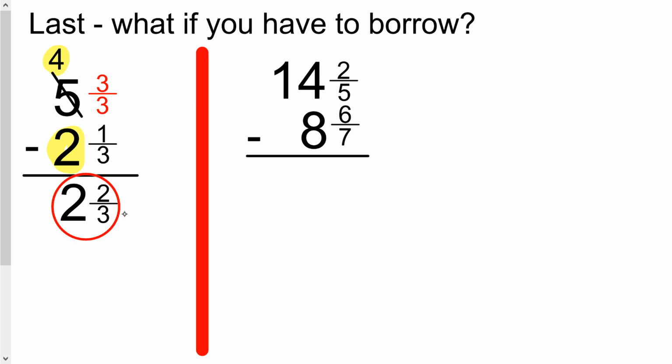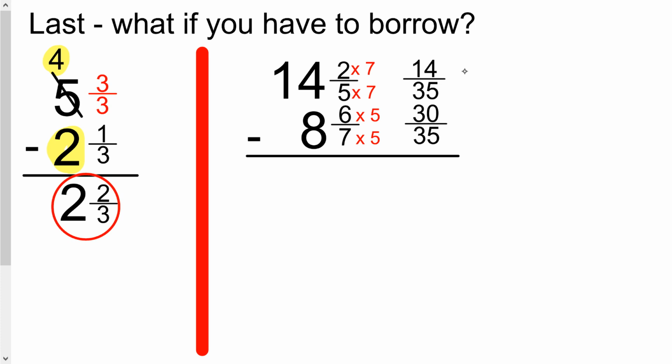Do we have common denominators? No, we do not. And I cannot make this 5 into a 7. So how about we times this by 7, times this by 5. And what you do to the bottom of a fraction, do to the top. There's our new fraction, 14 over 35. The other fraction is 30 over 35.